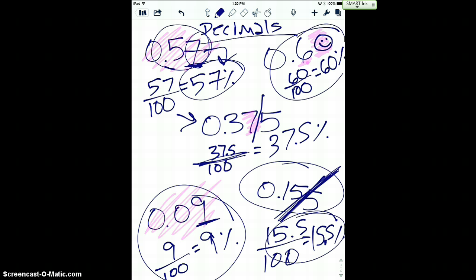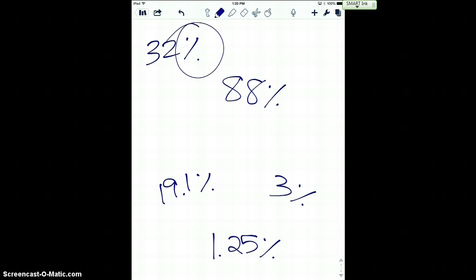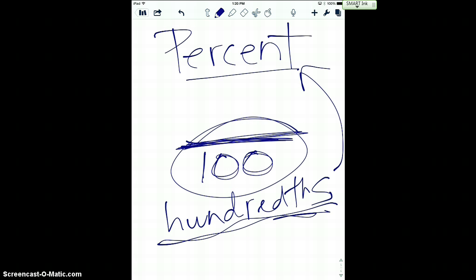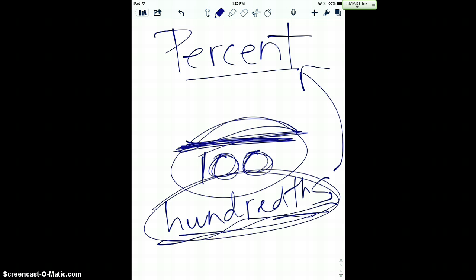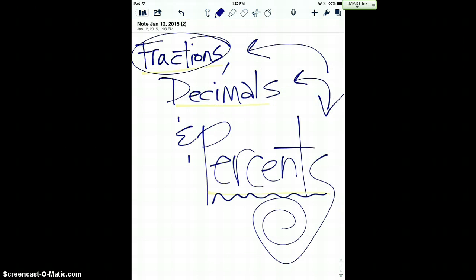Okay, and that is a quick introduction to percents, where percents are always out of 100 and they are in the hundredths spot when we look at the decimal equivalent. So that again was on fractions, decimals, and percents. Oh my! You can do this. We'll practice in class.